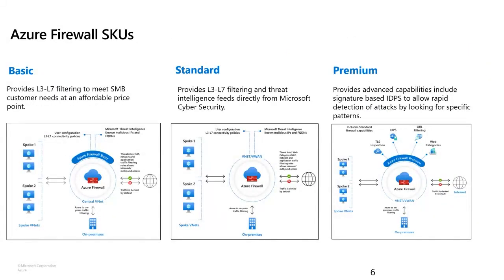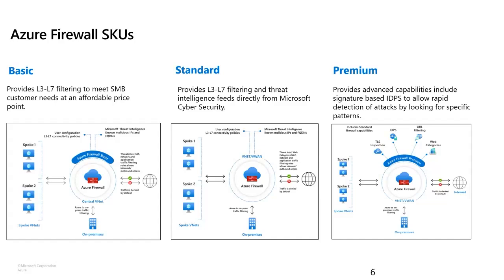We have three Azure Firewall SKUs or versions, and these are the basic, standard, and the premium. Starting from the left, going to the right, the basic SKU provides layer 3 to layer 7 filtering, and it's aimed at SMB customers, small to medium-sized businesses, at an affordable price point. So it's recommended for these customers with throughput needs of up to 250 Mbps.